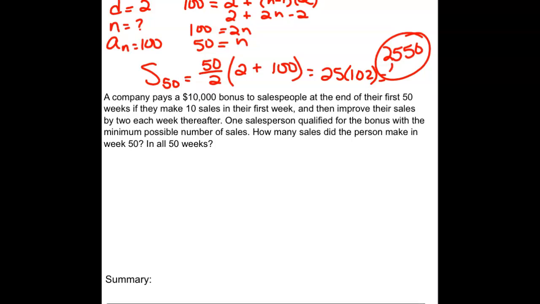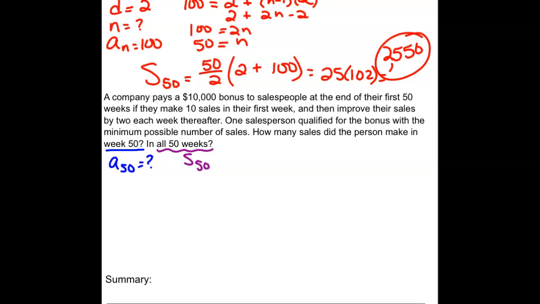All right, our last question. It says a company pays a $10,000 bonus to salespeople at the end of their first 50 weeks if they make 10 sales in the first week and then improve their sales by 2 each week thereafter. One salesperson qualified for the bonus with the minimum possible number of sales. How many sales did the person make in week 50 and in all 50 weeks? So we have two questions here. How many did they make in week 50? Just means find the 50th number in that list. In all 50 weeks, now they're saying what's the total, the sum of those 50 terms of my sequence.